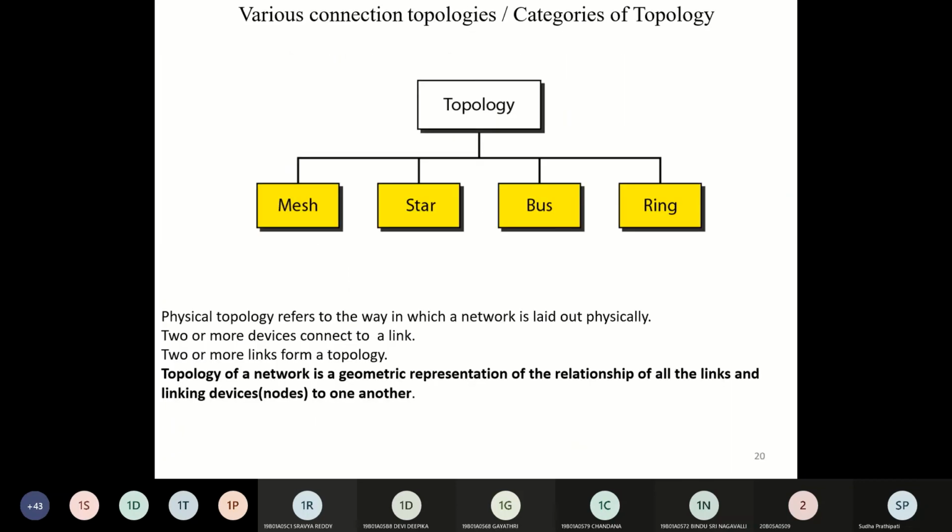What are the various topics that we have covered today? We have seen the data flow. Data flow is nothing but communication between two devices. The communication between two devices can happen in simplex mode or half duplex or full duplex mode.